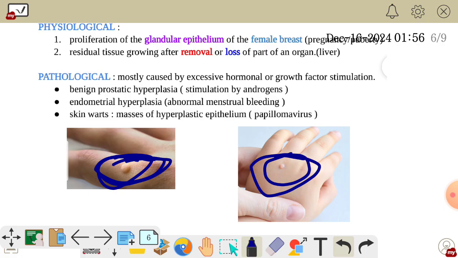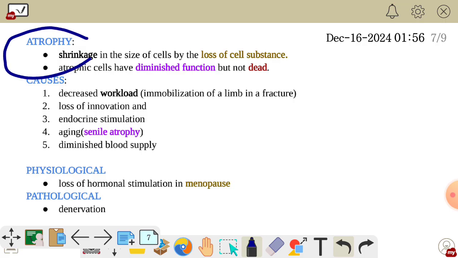So apart from hyperplasia, we have atrophy. Atrophy is a reduction in size. Here we are going to have shrinkage in the size of cells by the loss of cell substance. So the substance of the cell, either the cytoplasm or the organelles inside the cell, are going to be lost and then the cell will shrink. Remember, here the cell is not dead, it is still viable, but the function may be diminished.